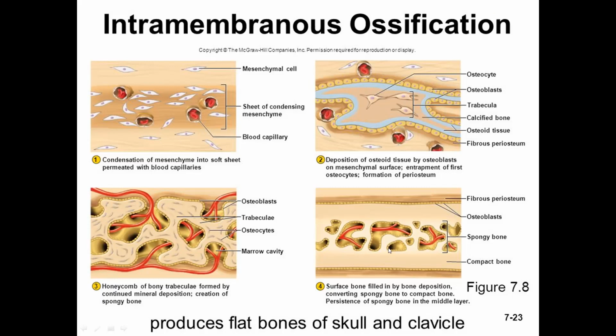Now, intramembranous ossification is usually seen in the skull bones, and produces the flat bones of the skull and the clavicle. In these bones, you have compact bone on either side, and spongy or cancellous bone in the middle. The blood vessels also grow into this medullary cavity. So this part will be the medullary cavity and outside is the compact bone.